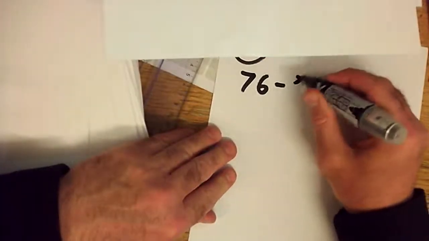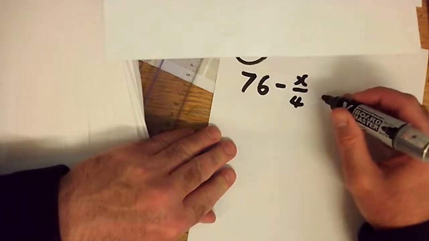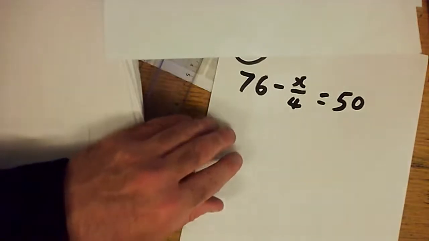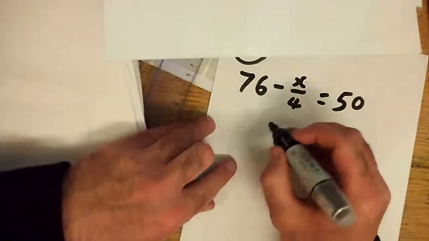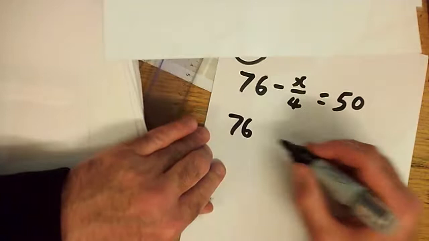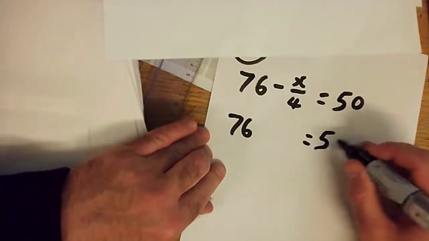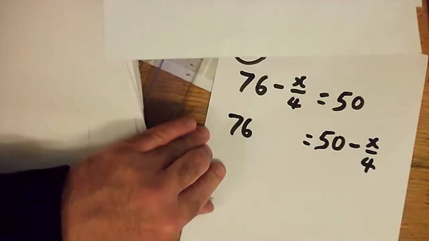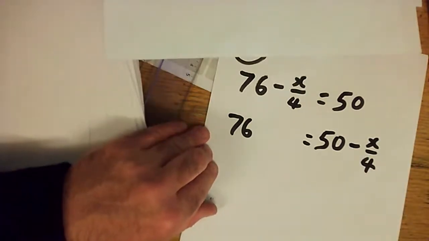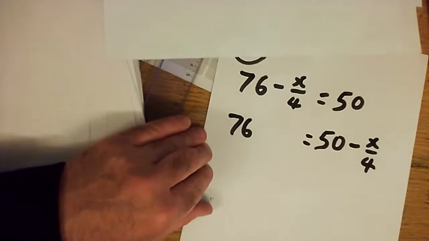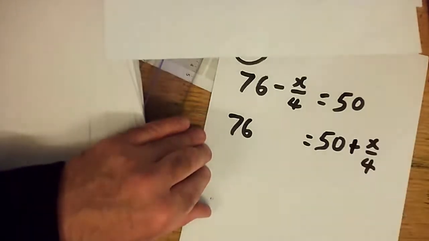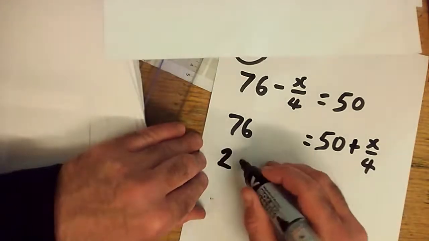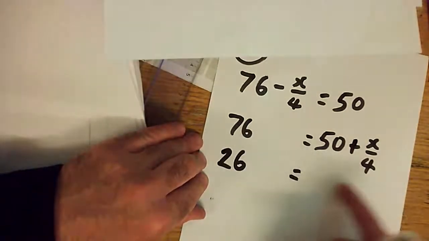76 minus x over 4 equals 50. There's a few ways you could approach this. I'm just going to add the x over 4 to both sides so that I don't have to deal with negatives. So adding that fraction with x to both sides, 76 equals 50 plus x over 4. I'm now going to take away the 50 from each side to get the bit with x on its own.